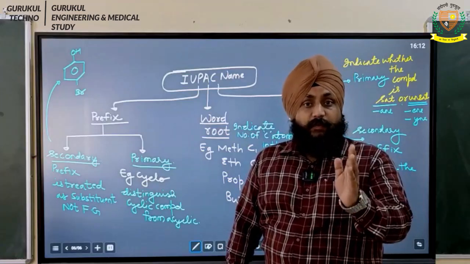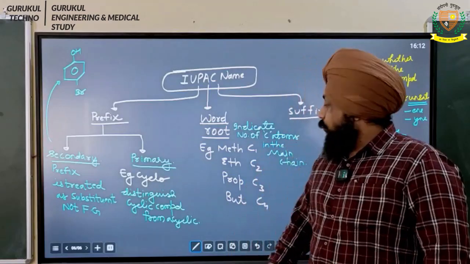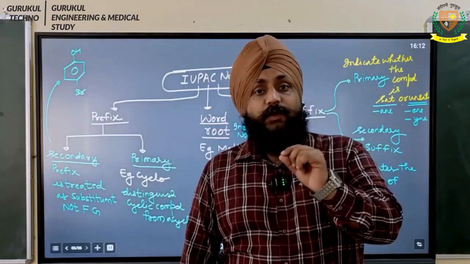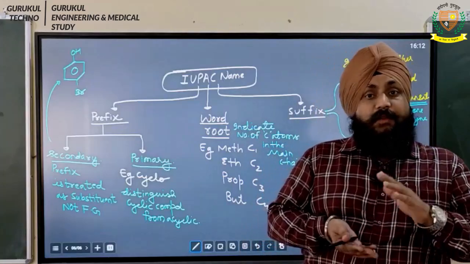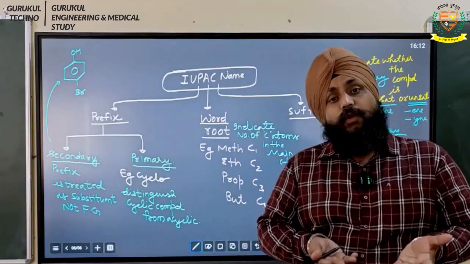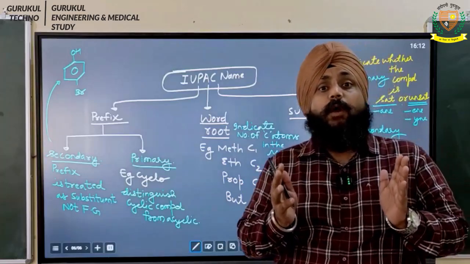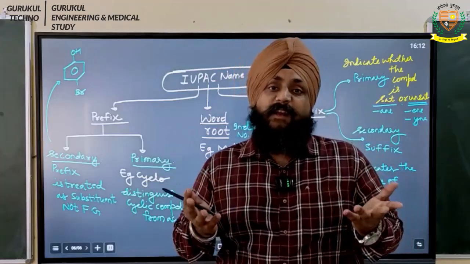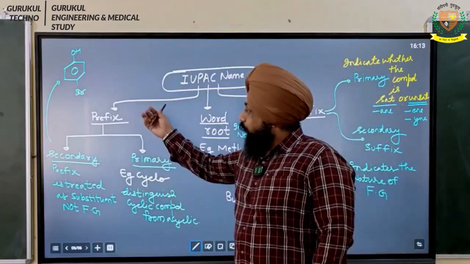In the main chain, it will indicate कि main chain में, parent chain में कितने carbon atoms हैं. Students, अगर main chain में एक carbon है तो आप word root use करोगे meth. अगर दो carbon atom है तो you will be using eth. For 3 you will be using prop. For 4 you will be using but. So this is the purpose of using word root. It will tell you what number of carbon atoms are there in your main chain or parent chain.